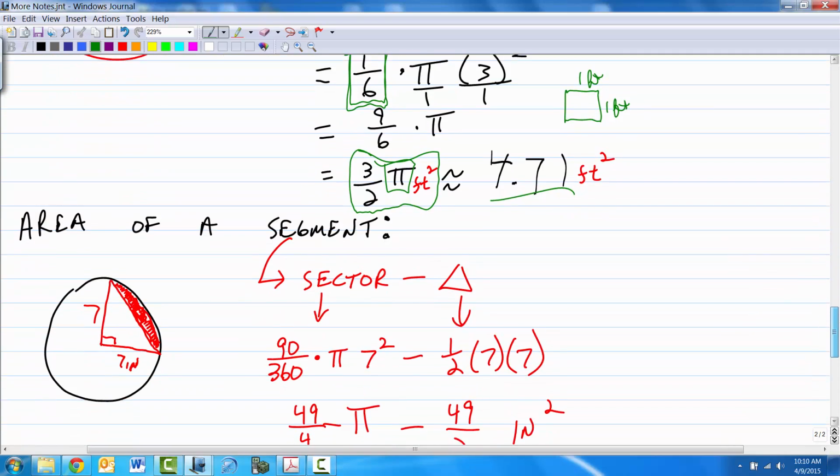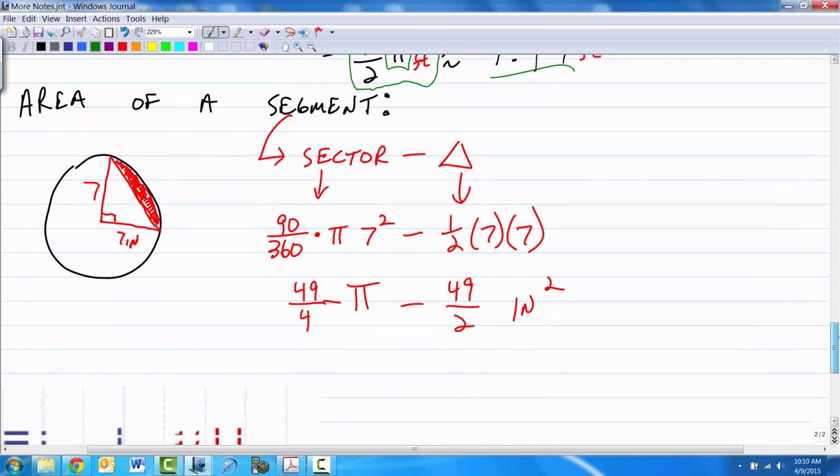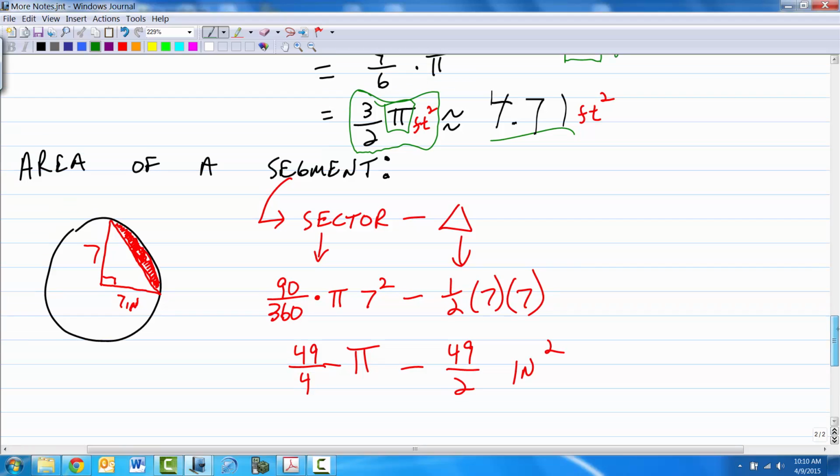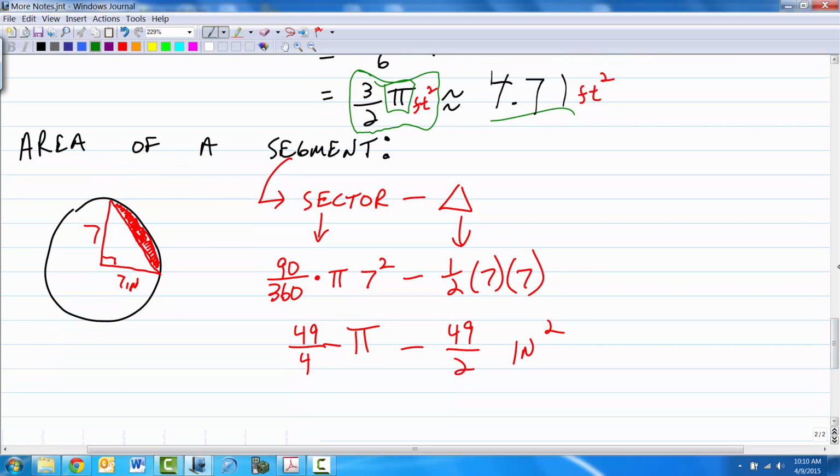Then I'm going to hold off on this. We'll see if this actually comes up on a test. I might cancel that, what's called area of a segment, because I think we're doing pretty good right now.